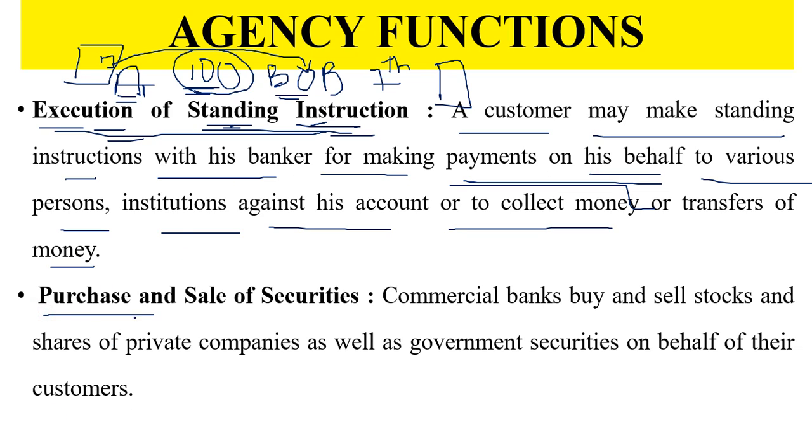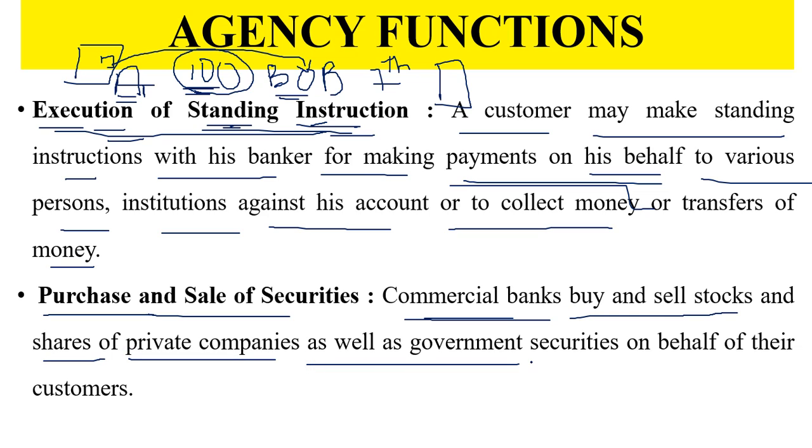So next point is purchase and sale of securities. Now what is purchase and sale of securities? Commercial banks, whether it is a public bank, private bank, scheduled cooperative bank, regional rural bank, or any bank, buy and sell stocks and shares of private companies as well as government securities on behalf of their customers. Commercial banks can buy the shares or sell the shares on behalf of the customer. So it is an agency function which the bank is performing on behalf of the customer.